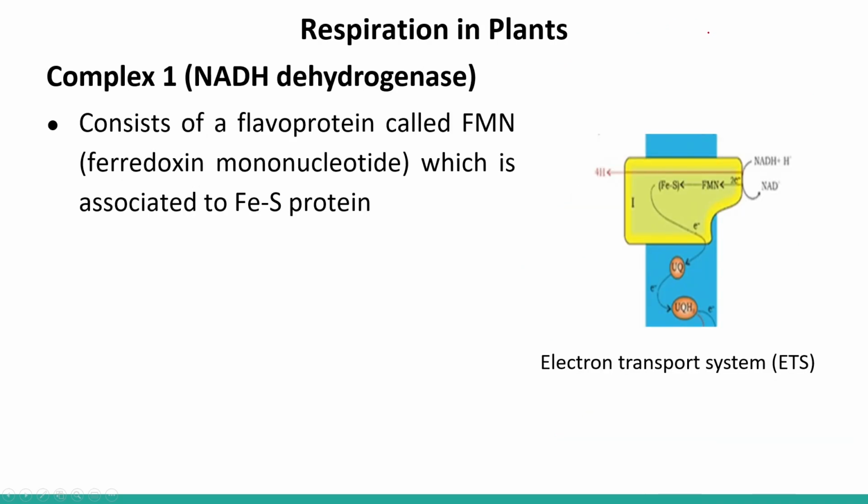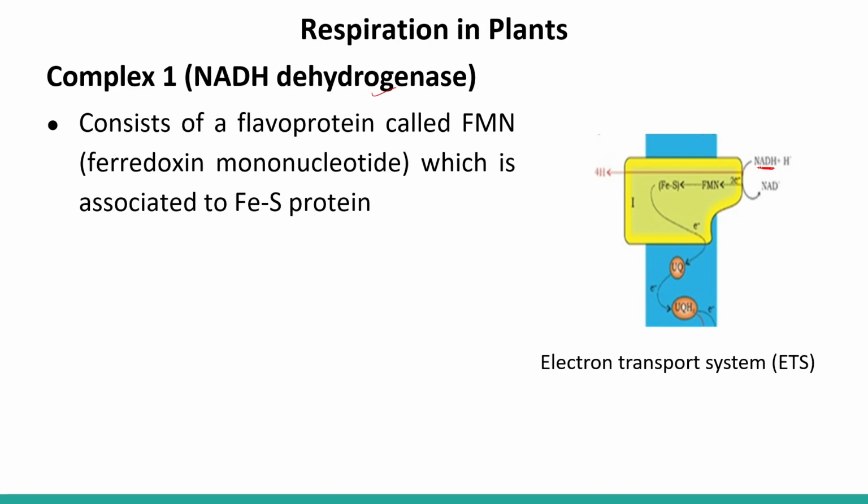Alright, now let's talk about complex 1, which is known as NADH dehydrogenase. This complex transfers electrons from NADH, which is a reduced coenzyme. Where was this NADH produced? It was produced during glycolysis, the Krebs cycle, and also during oxidative decarboxylation.